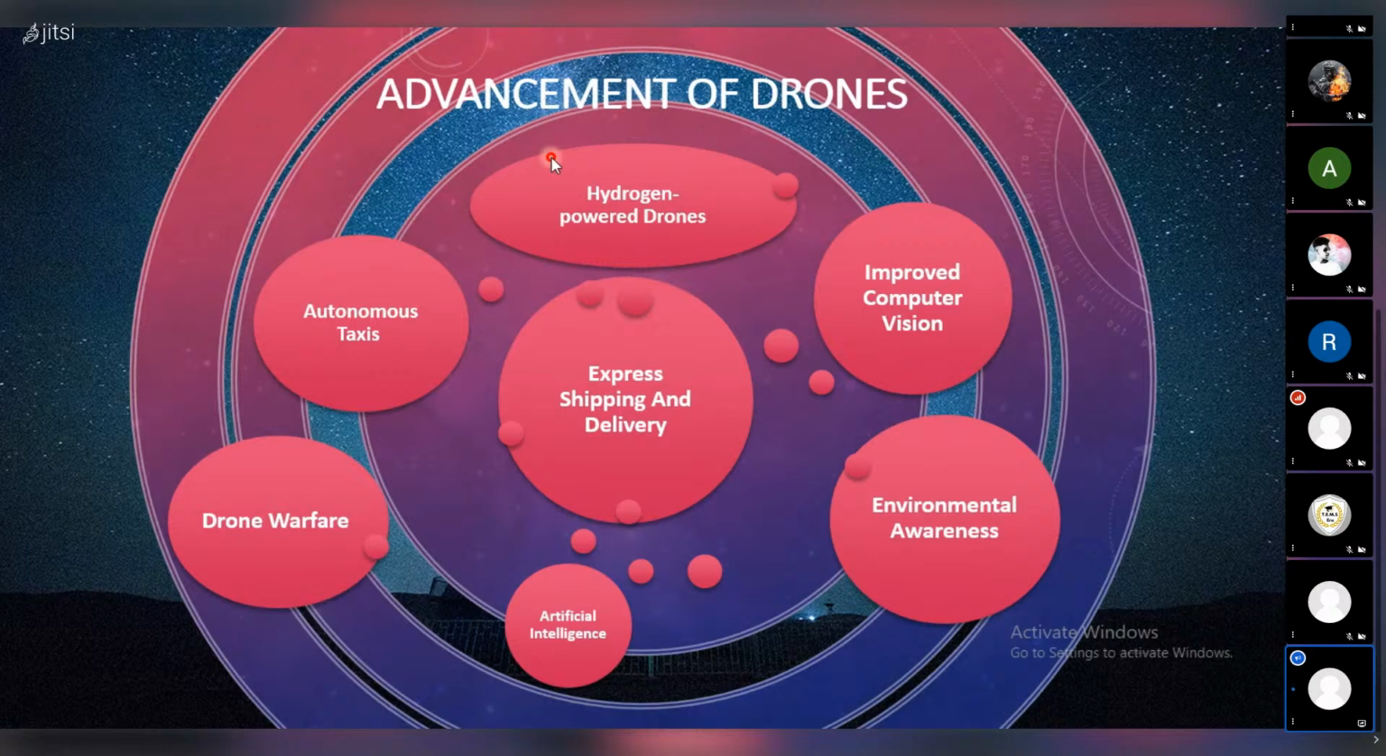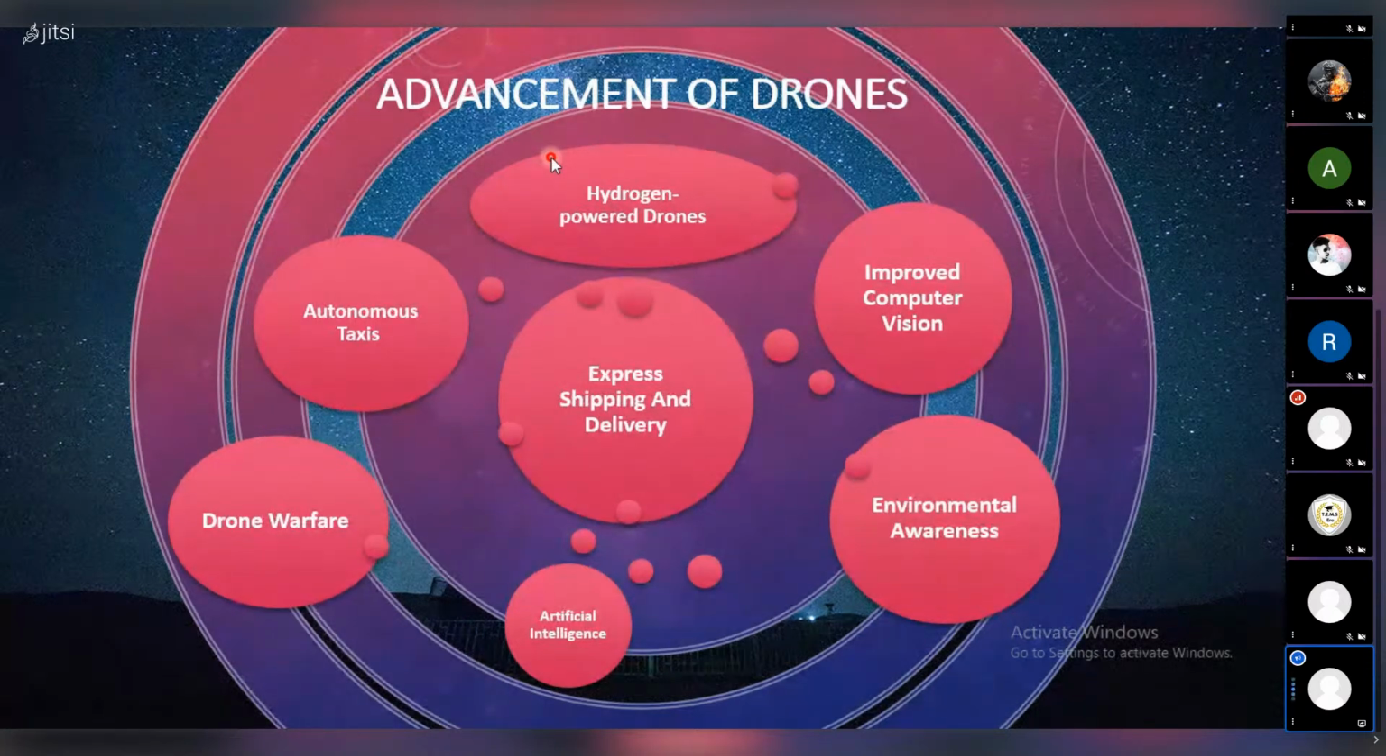Then there is improved computer vision. So now you have a camera, but you want the drone to identify or understand its environment. For that you use software so that it can understand and process that information. So in this case, computer vision is used.